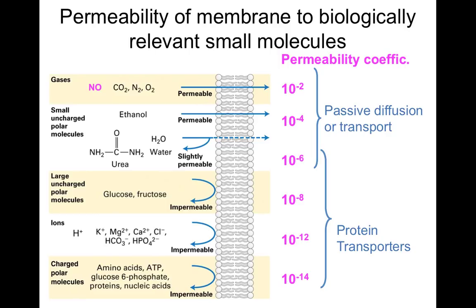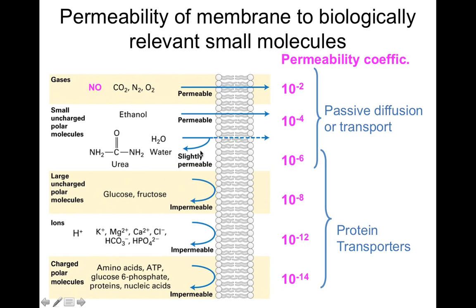So they can go through based off of concentration gradients, for example. Small uncharged polar molecules are also permeable. So ethanol, or as we all know it, alcohol, can pass through the cell membrane quite easily without any necessary help. And then you have other things such as urea or even water, which is slightly permeable.